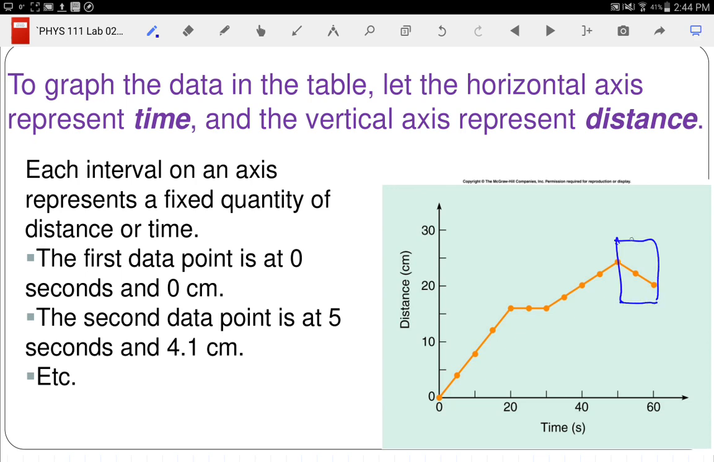Okay, this is what Rachel said. It's going backward after 50 seconds. It's going backward here because the slope is negative. So this is backward. This part here, what is it doing? Andrew? Stopped.